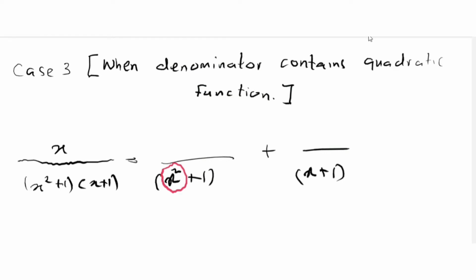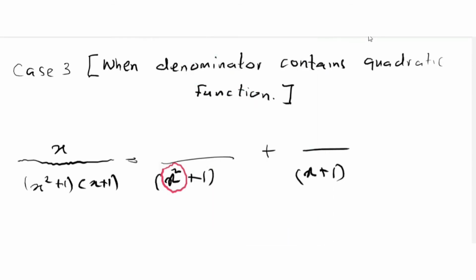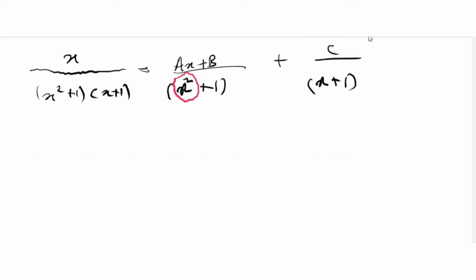I always told you before, on the numerator we have to write a degree which is less than the degree in denominator. So in this case it would be x to the power 1. So we write it as ax plus b, and here we write it as c. This is the usual case. So now afterwards it's going to be simple solving this. It's like the old problems.